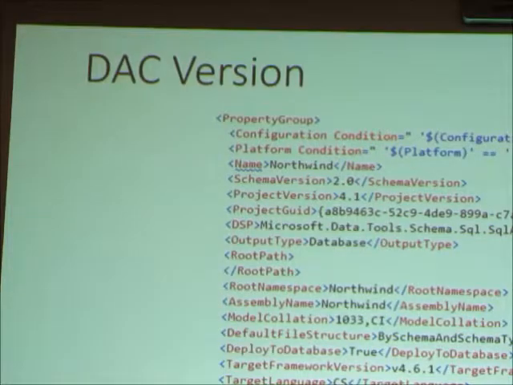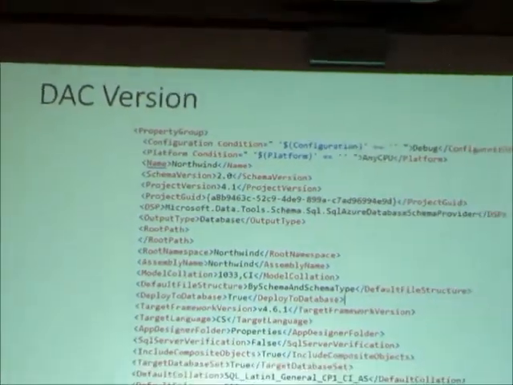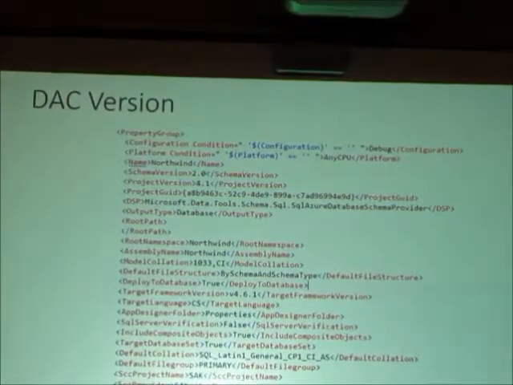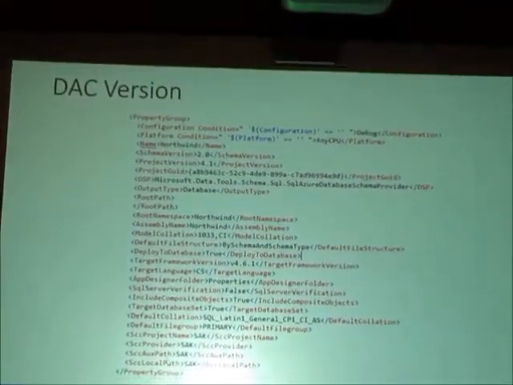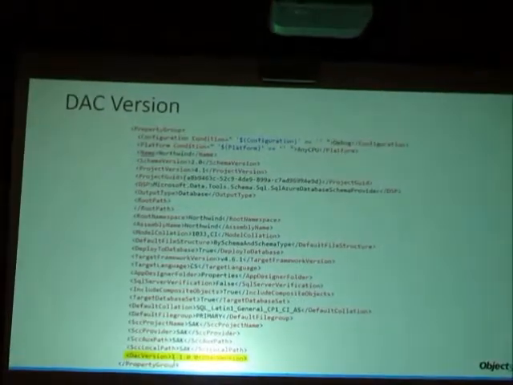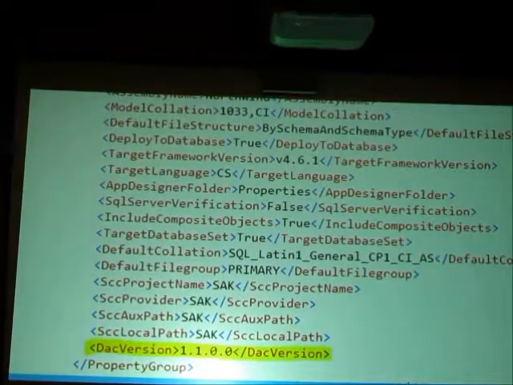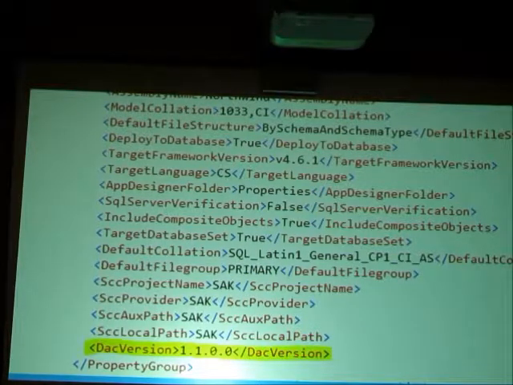inside the project, so this is a SQL project file, it's just XML, like they normally are, and when it's set to 1.0.0.0, there is no version number in here. As soon as you change that number to something, it adds this thing called DAC version. You can see it, unfortunately, it's down at the bottom of the screen, but you see the DAC version gets added.